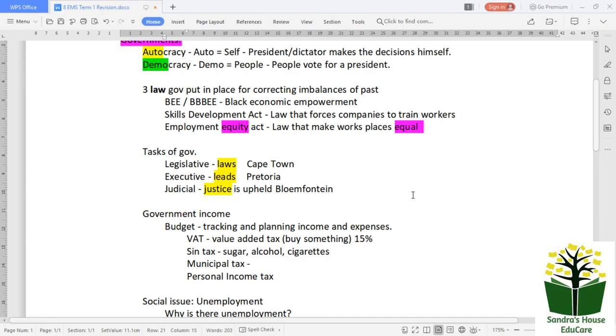Then municipal tax is things you pay to the municipality. You can ask your parents about what tax they pay on their property. If you own a house, for example, you need to pay tax on the property to the government, and that's municipal tax.